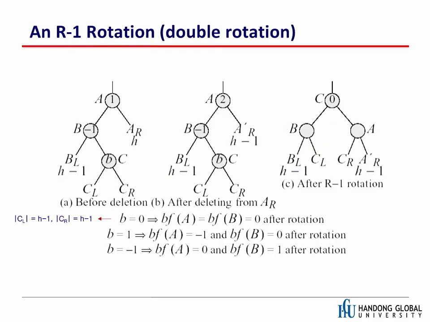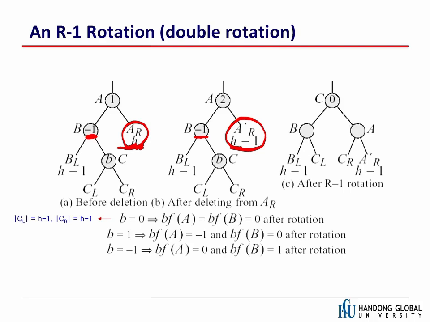Okay, next one is R minus 1 rotations. And this minus 1 is coming from here. And we delete one node from here. So now this one is H minus 1. Again, sometimes when we delete one node from this subtree, the height doesn't change, right? In that case, there's no problem. I mean, we don't have to rotate anything. It's good as it is.